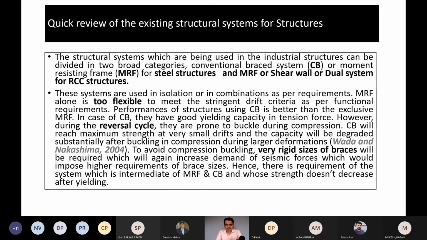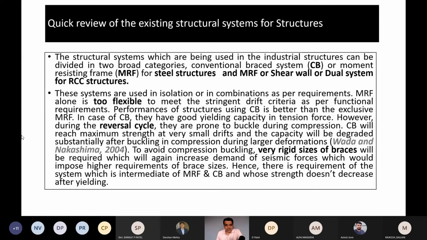But what is the problem in the conventional brace? They have very good yielding capacity in tension. But what happens if we talk about earthquake force? That is going to be a reversal cycle, right? So in the reverse cycle, the same brace will have to resist the compression force. Now, as you all know, for the steel brace there is a substantial difference between the axial tension capacity and the axial compression capacity of the conventional brace. The axial compression capacity of the brace is very low because it is prone to buckling during compression, right?